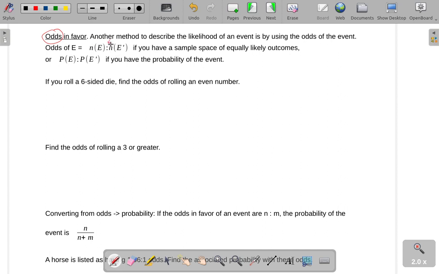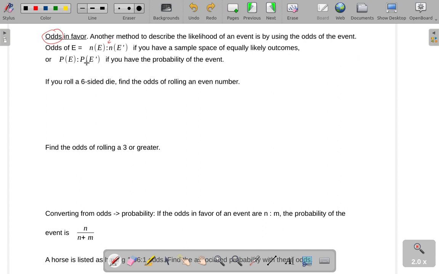When we talk about odds, for some reason people use colons to describe the division in a problem. If they say 1 to 4 odds or something like that, they would write it as 1 colon 4, even though it's functionally the same as writing 1 divided by 4. Alright, so that's if we know the sample space. We can talk about the number of outcomes.